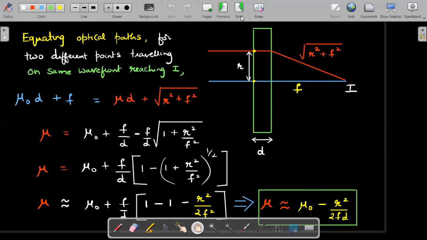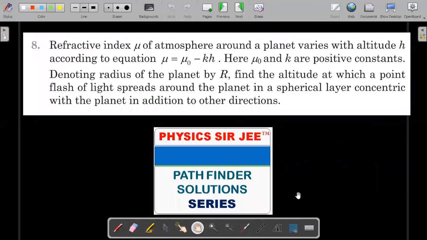Then third question, which is even more challenging. This is from Check Your Understanding section, problem number 8. Refractive index mu of an atmosphere around a planet varies with altitude h according to the equation given. Okay, so there is a spherical planet, and as you climb into the atmosphere at a height h from the surface, the refractive index is actually decreasing, as you could see. Denoting radius of the planet by capital R, find the altitude at which a point flash of light spreads around the planet in a spherical layer concentric with the planet in addition to other directions.